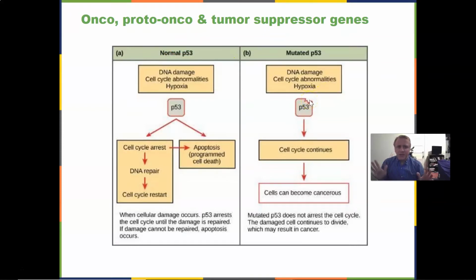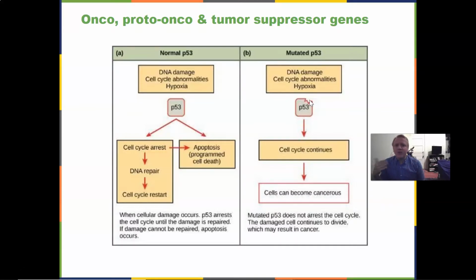So the punchline here is oncogenes lead you to have cancer. Proto-oncogenes are genes that, if mutated, can lead you to having cancer. And tumor suppressor genes are genes that basically help control the cell cycle.